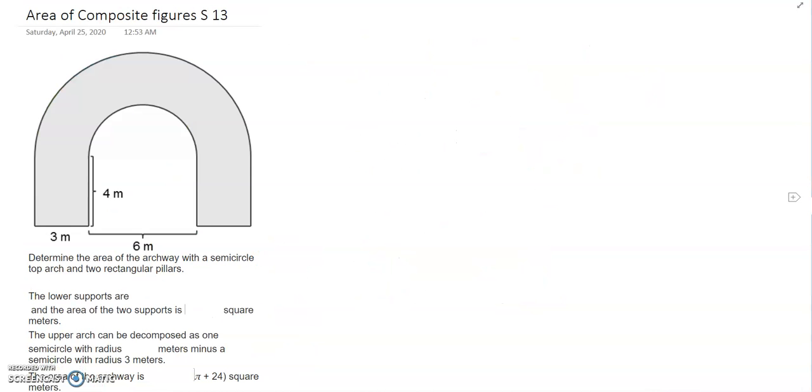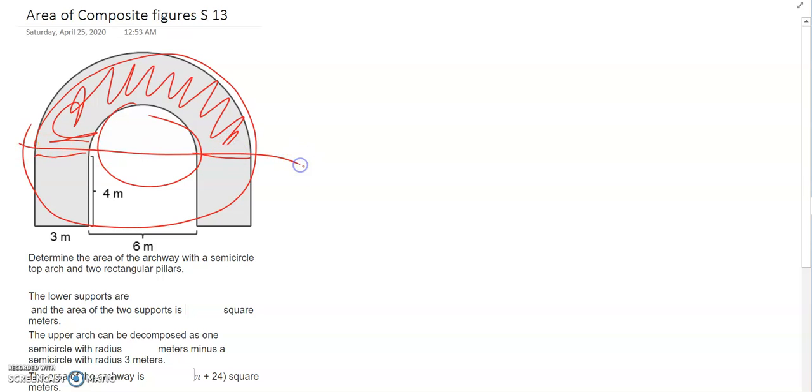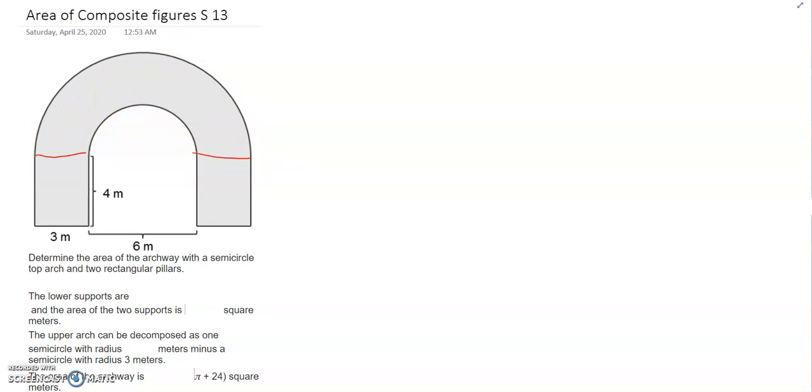All right, let's see. We got just a couple of minutes here for this one. So determine the area of the archway with the semicircle. This one can be broken up pretty easily into a couple of rectangles and then a big circle minus a small circle. We're only going to use half of it though. We take the big semicircle minus the semicircle here, and we should be able to get the area of that archway and add it to the 2 rectangles over here.